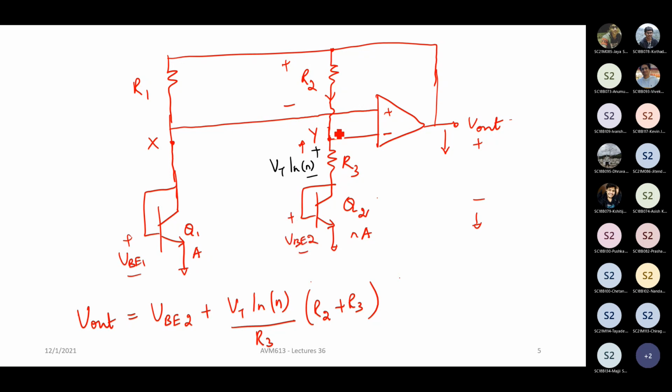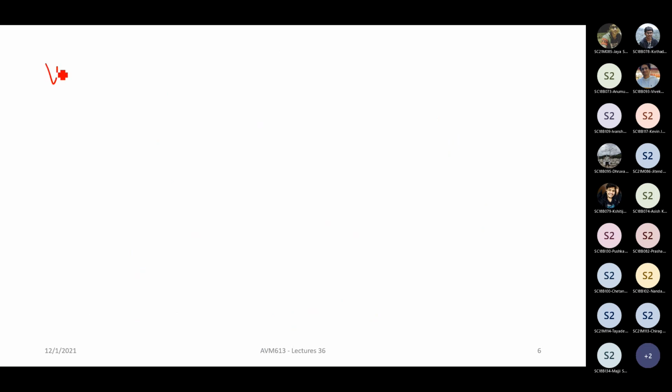Right? Now, what is the current that is flowing through this branch? We already know that if you make X and Y equal, the voltage across R3 is VT ln N. So the current flowing through this branch is VT ln N by R3, and multiplied by R2 plus R3 is the total voltage that you get here. So in other words, you can write this V out to be equal to VBE2 plus VT ln N multiplied by 1 plus R2 by R3.